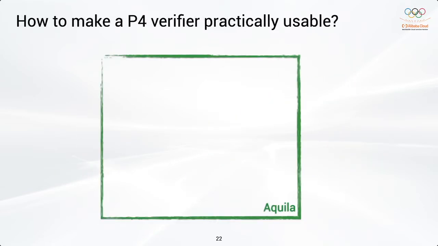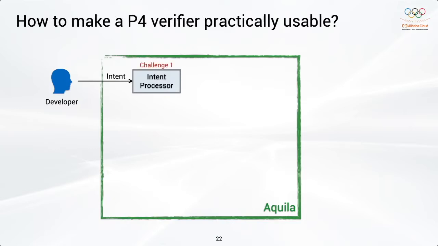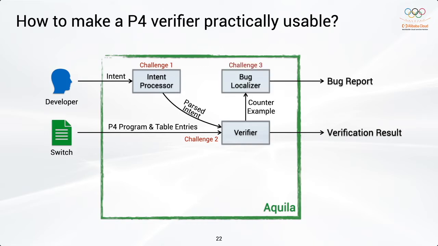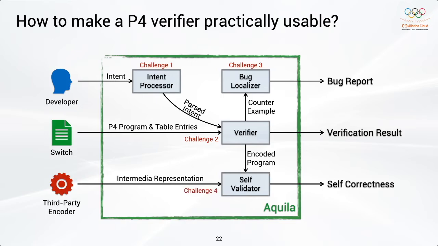To solve all the above challenges, we built a production-scale data plane verification system. We designed a simple and powerful intent language to help developers describe the desired property. Next, we proposed a set of encoding algorithms to translate P4 programs into guarded command language and solved the scalability problem. Then, we reused the verifier to build a bug localization algorithm that analyzes the causality of the bug. And last, we use a cross-checking algorithm to validate the correctness of the verifier.